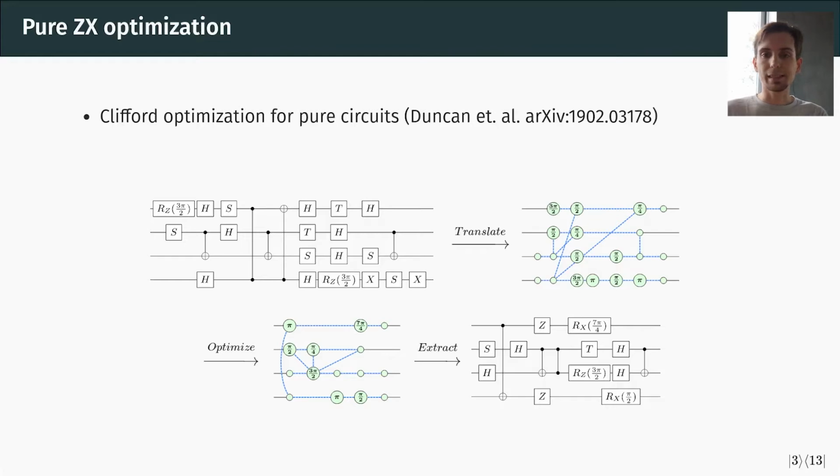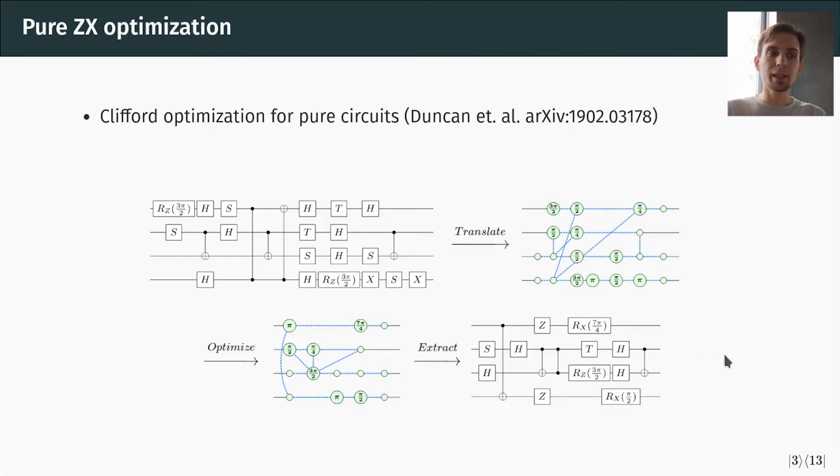Using this ZX calculus, Simon Patry with Duncan, Kissinger and van de Wetering devised an optimization procedure called the Clifford optimization that works for pure quantum circuits. They start by taking a circuit, then translating it into a ZX diagram in a special graph-like form, then applying some specially crafted rewrite rules, and finally extracting it back into a circuit. We use this procedure as a base for hybrid quantum circuit optimization.